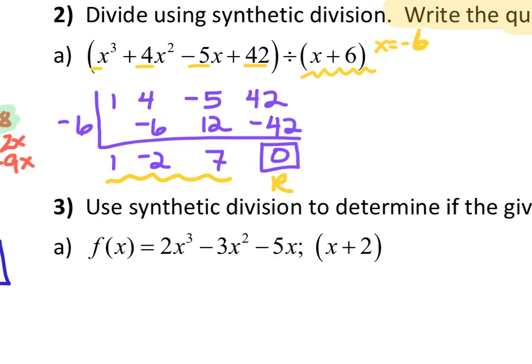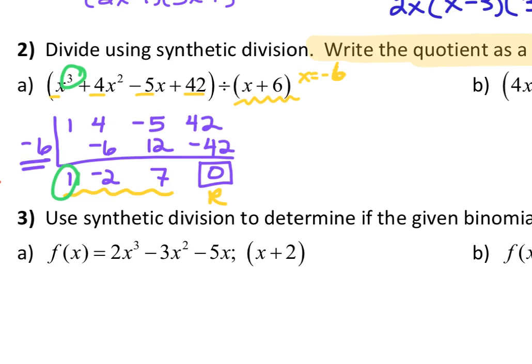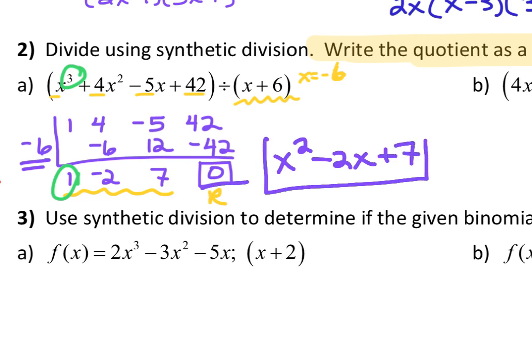Now, also remember that if you start by dividing into a third degree polynomial, then the degree of your answer, or your quotient, is going to be second degree. So it's always 1 degree less because you divided out a whole degree. And so my answer is going to be 1x squared minus 2x plus 7. And because the remainder is 0, I don't need to write anything else, just x squared minus 2x plus 7.